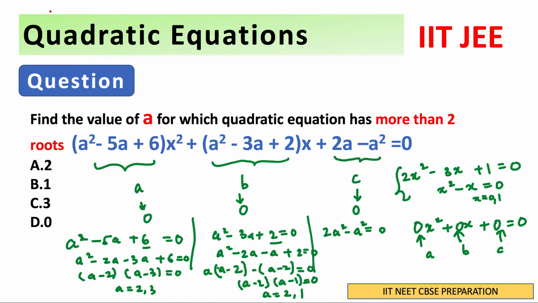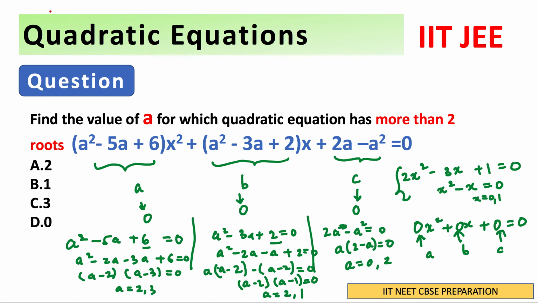And the last equation is 2a minus a square is equal to 0. Oh sorry, this is not 2a square, this is 2a minus a square is equal to 0. Here you take a common and you get a into 2 minus a is equal to 0. So I can write a is equal to 0 and a is equal to 2.